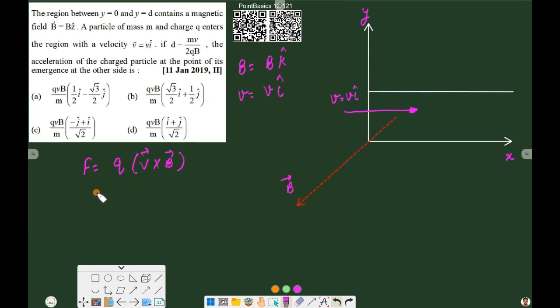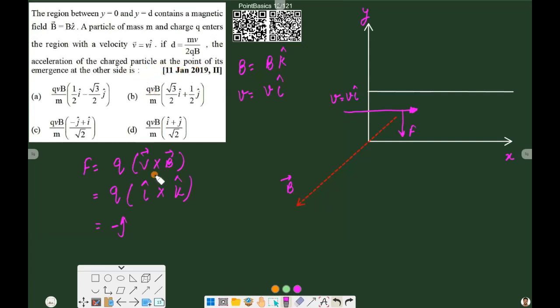So we are just only checking here direction. So it will be Q times V is in X direction and magnetic field is in K direction or Z direction. So I cross K will be minus J. So force will be in negative of J direction. So force will be downward here. So force will be down. The acceleration of the charged particle at a point of its emergence at the other side is. So we have to find out acceleration.